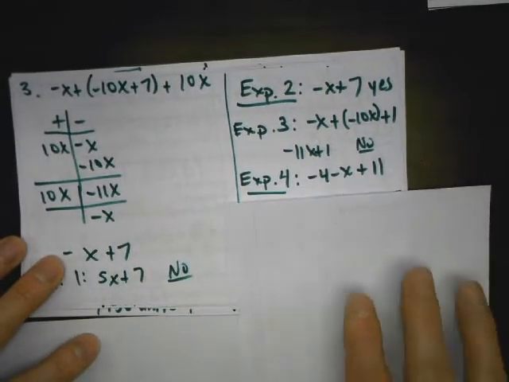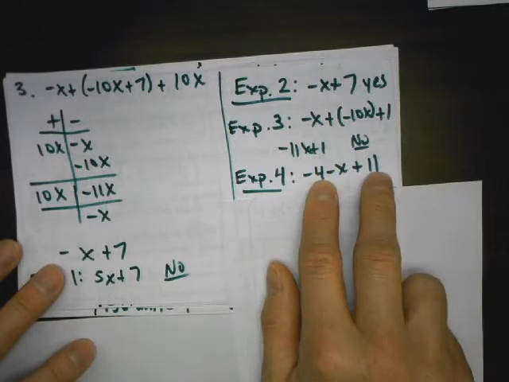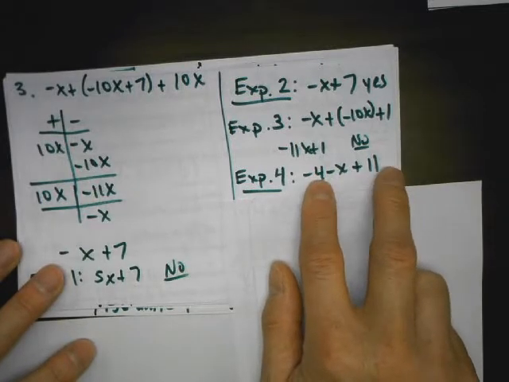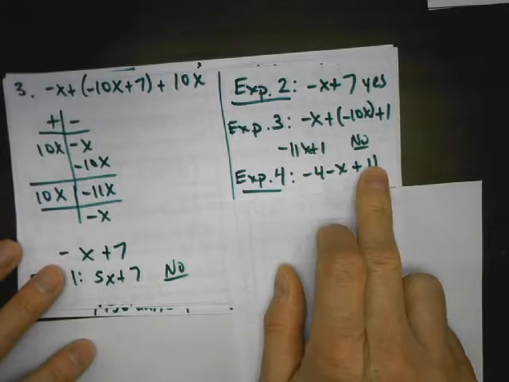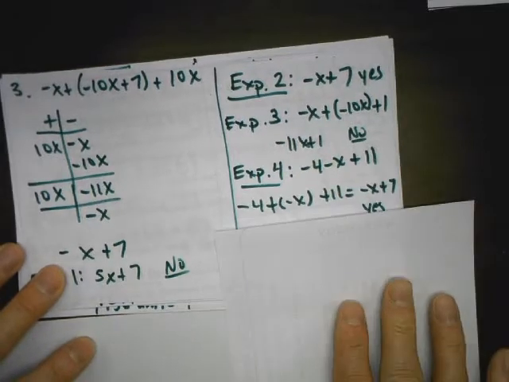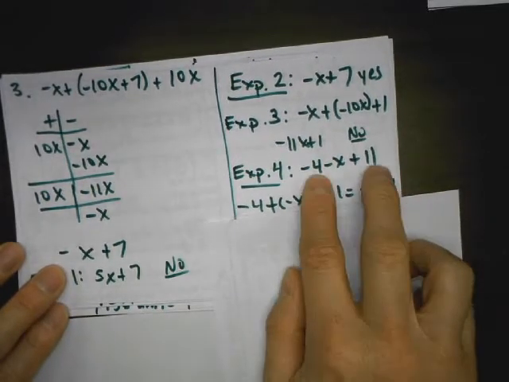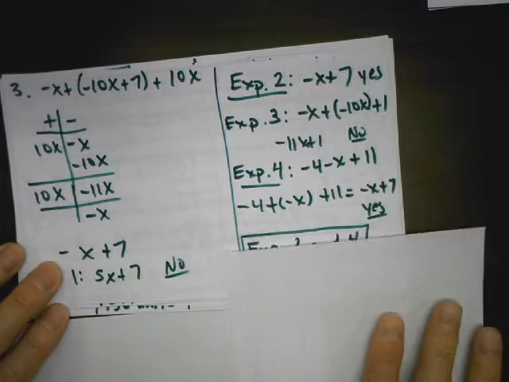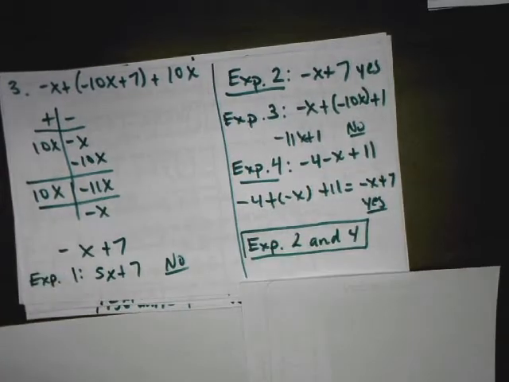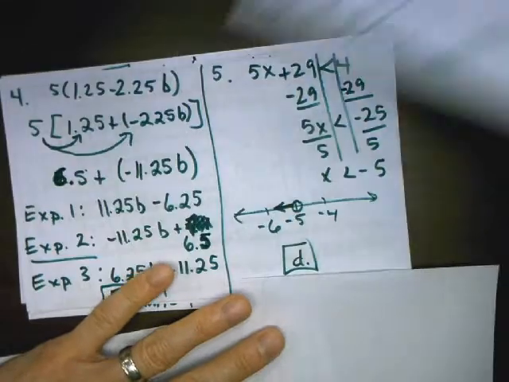That's not the same. And expression 4, again, we need to simplify. This time I'm going to add the two constants, the two numbers. I got a negative 4 and positive 11. If I do teams there, I get a total of 7. Negative x plus 7 is the same thing. So the expressions that were the same are expressions 2 and 4.